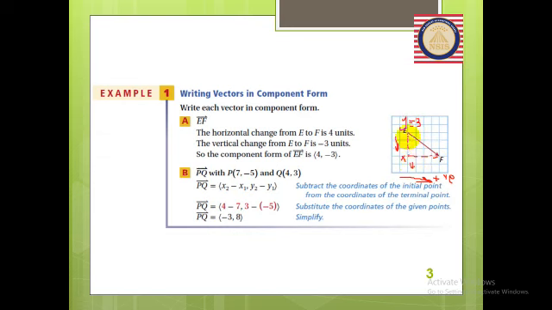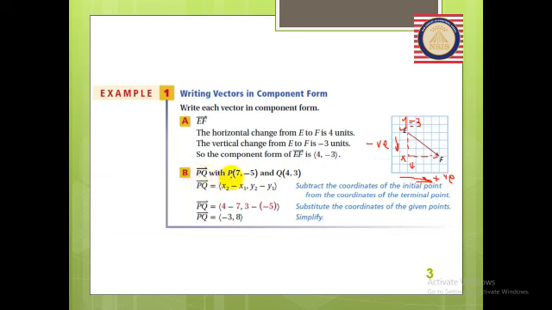Negative 3. Why? Because I'm getting down, so it's negative. Again, for EF, the horizontal change from E to F is 4, and the vertical change from E to F is negative 3. Why negative 3? Because we're going down. The direction is so important for vectors. So the component form of EF is 4 and negative 3. Very good.